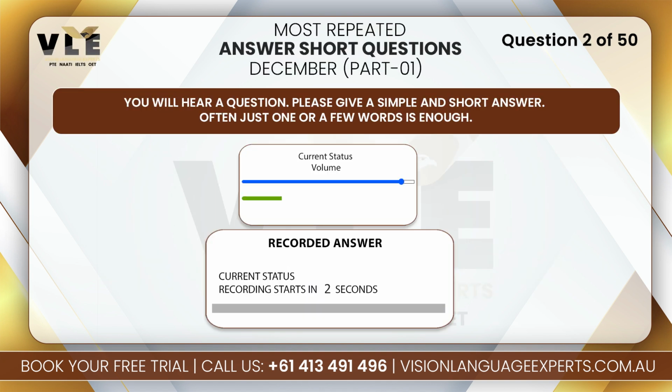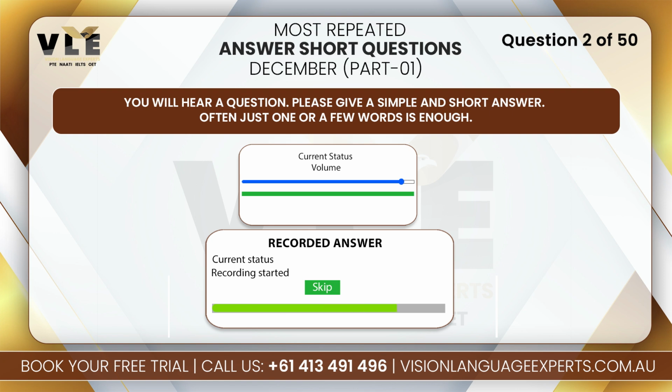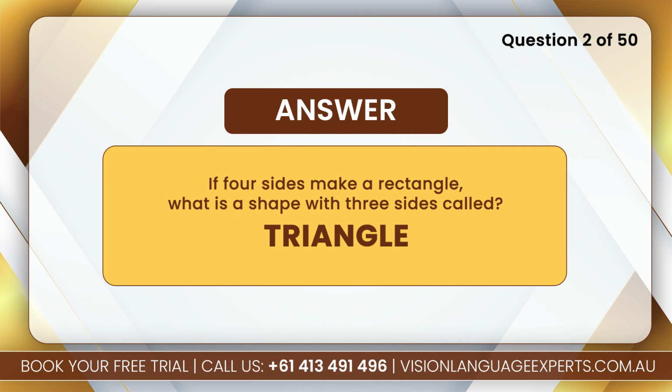If four sides make a rectangle, what is a shape with three sides called? Triangle.